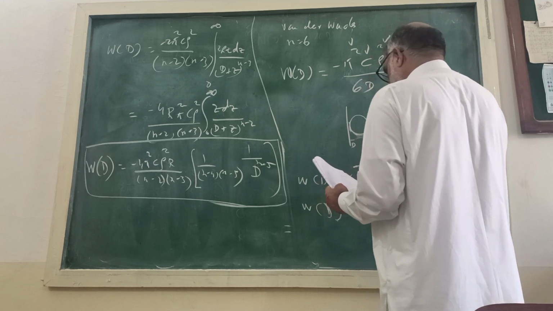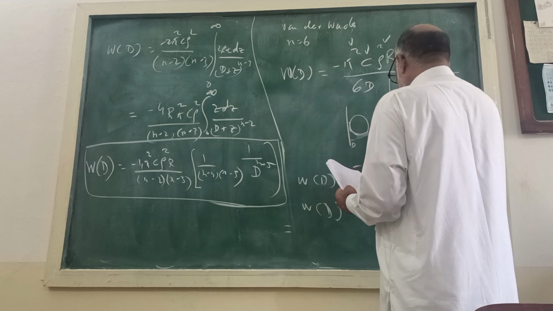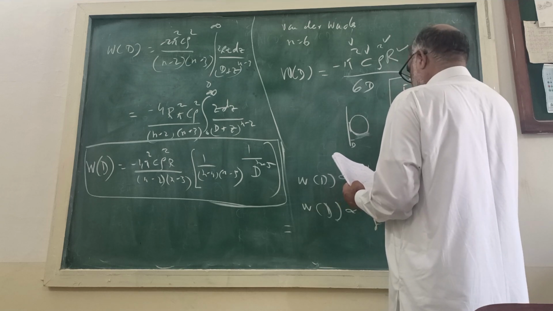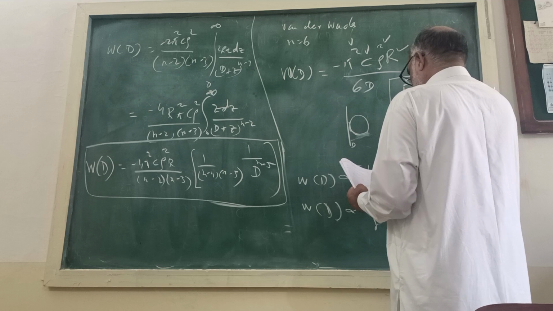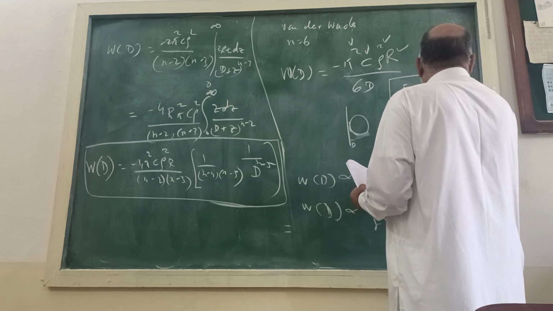Minus pi square divided by 6, C rho square R, over 1 over D square.